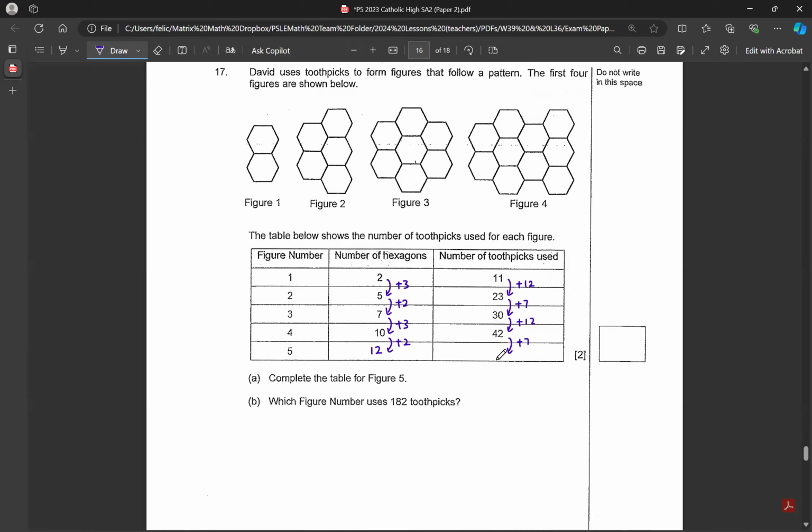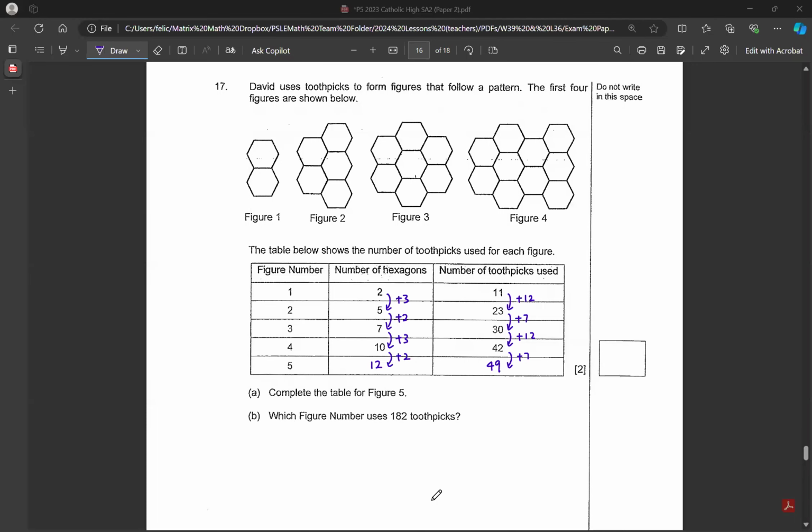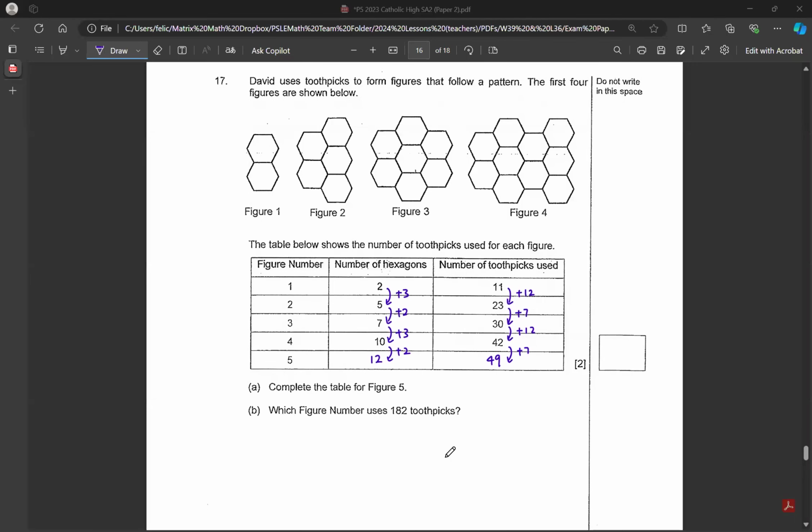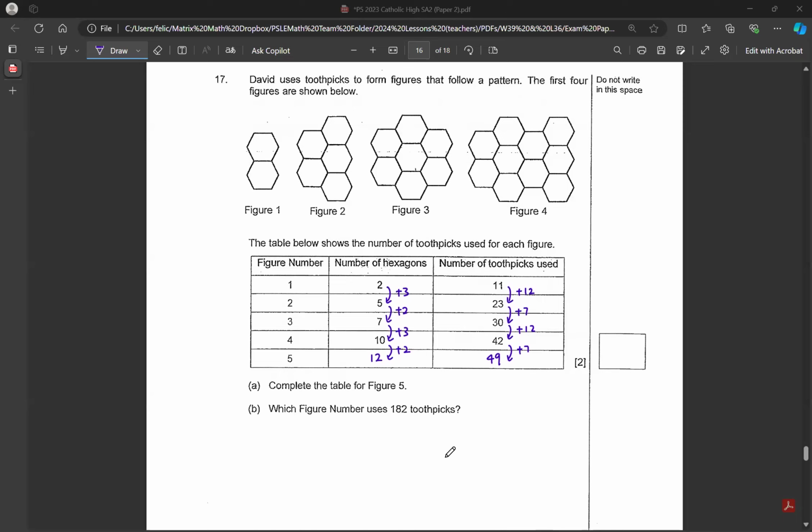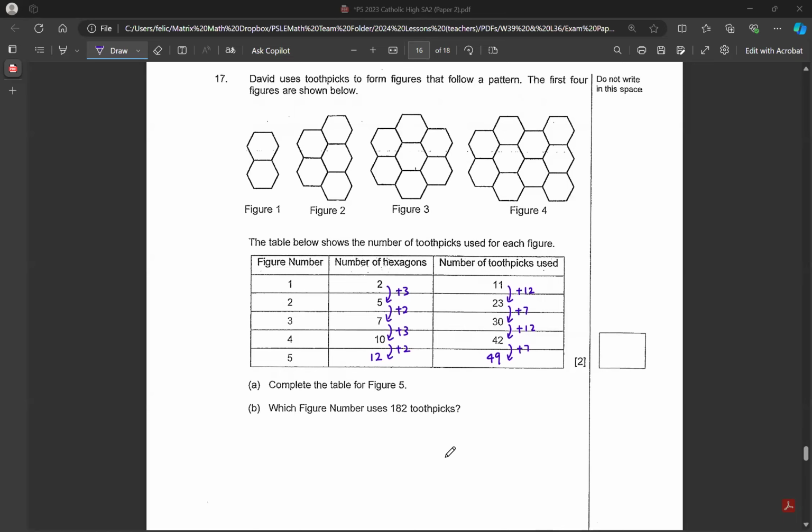So we call this an alternating difference, because the difference is not constant. The difference is switching between two numbers, 12, 7, 12, 7, and so on. Okay, part B will be harder. So which figure number uses 182 toothpicks?